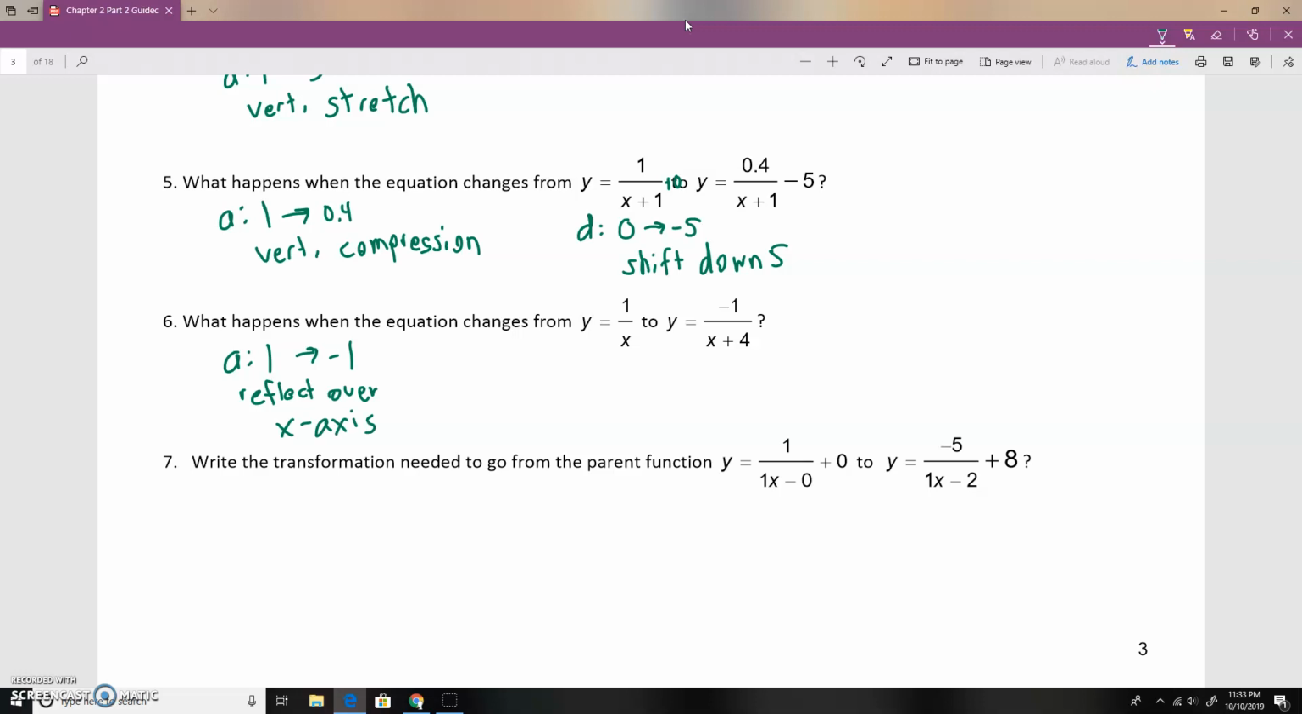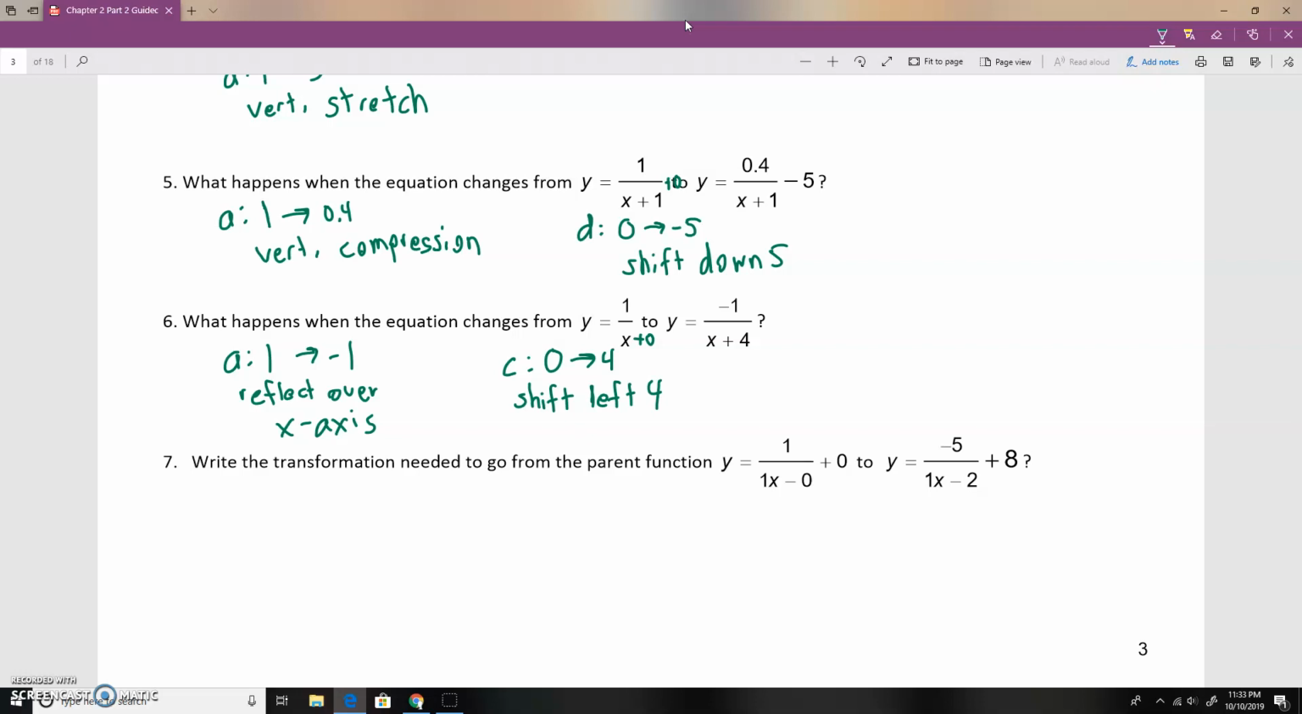Okay? We've also got one other value changing here. This time it's the c, which is inside that denominator. Our c goes from 0, because remember this is x plus 0 here, there's no value there, to a +4. Okay? Now our c, if we're doing a positive, if we're adding, you have to remember that's a shift to the left 4.